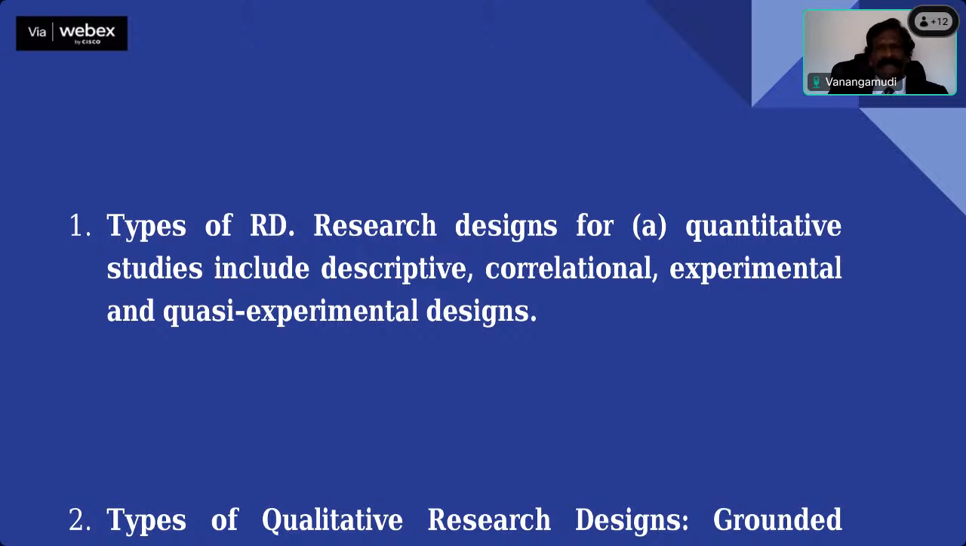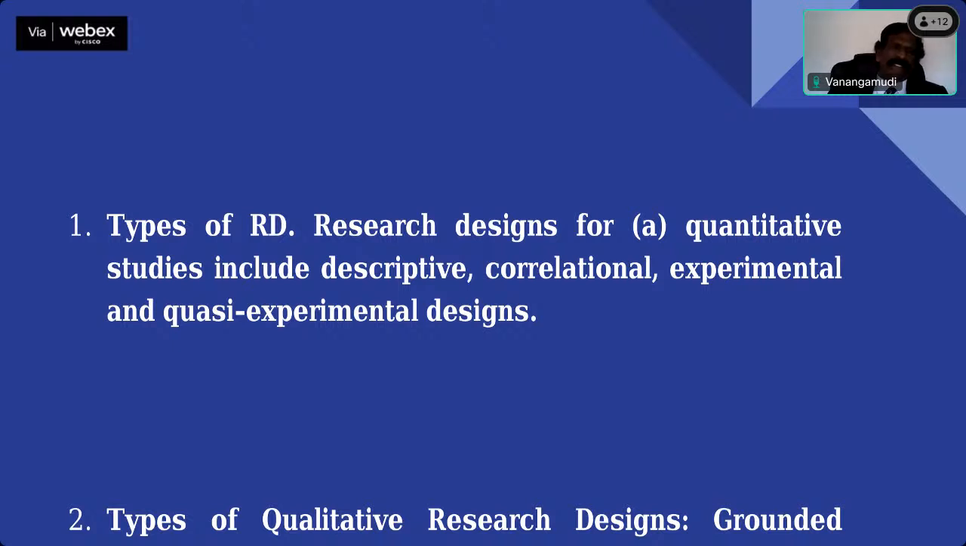My dear students, you may have a doubt: sir, it's right, but is descriptive research design quantitative or qualitative? There is a small misunderstanding among scholars. We say I am describing. Descriptive here refers to statistics, where there are two important kinds: descriptive statistics and inferential statistics.